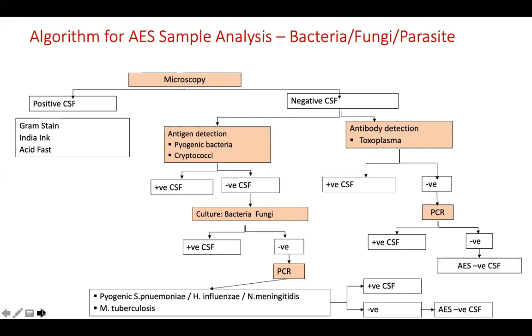You look at microscopy. If it is positive for gram stain or India ink, done. If it is negative, then take it for antigen detection for both pyogenic bacteria and cryptococci, and then also do antibody detection for toxoplasma. Now, if antigen detection is negative, it is taken to culture. If the culture is negative, it is taken to PCRs, for both pyogenic bacteria and Mycobacterium tuberculosis. Now, when antibody detection to toxoplasma fails, you do PCR.